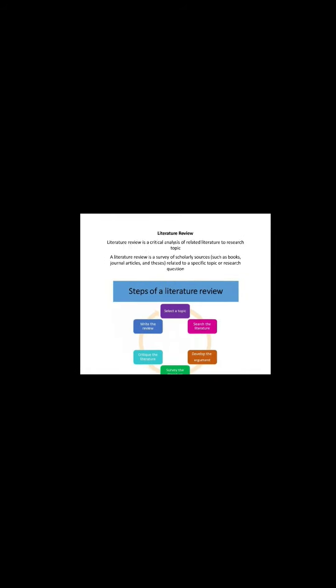As we can see, the steps involved in a literature review are: 1. You select the topic. 2. You write the review. 3. You search the literature. 4. You critique the literature. You develop the argument. Then you survey the literature. These are the steps of a literature review. Now let's go to looking at it. You can also see all this I mentioned from the diagram below.